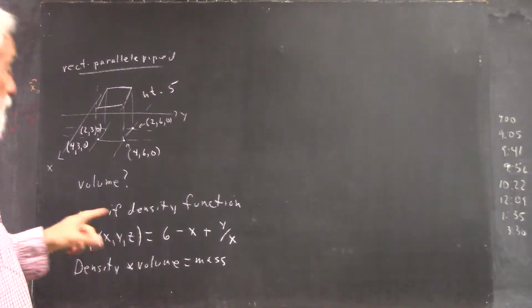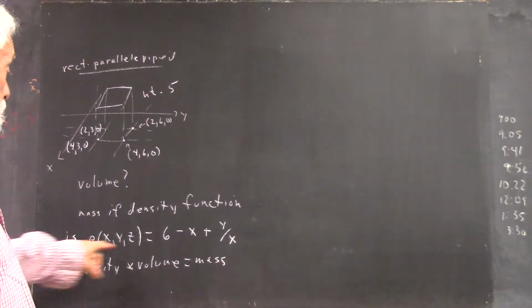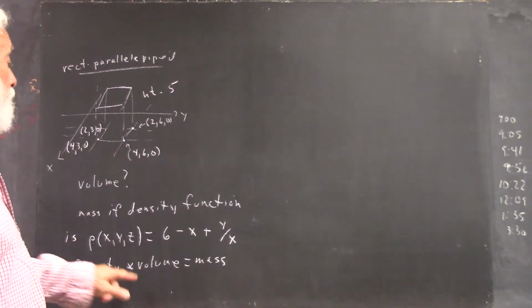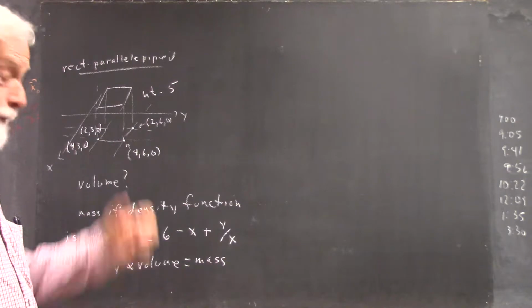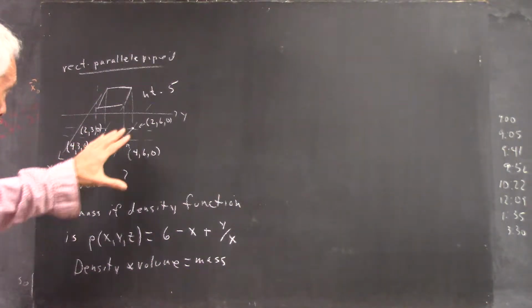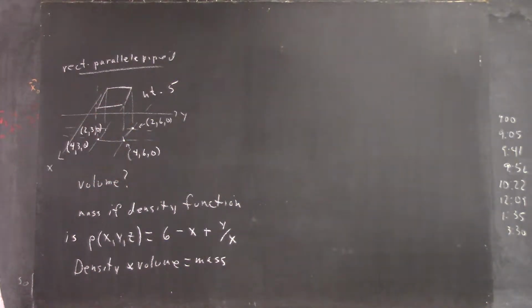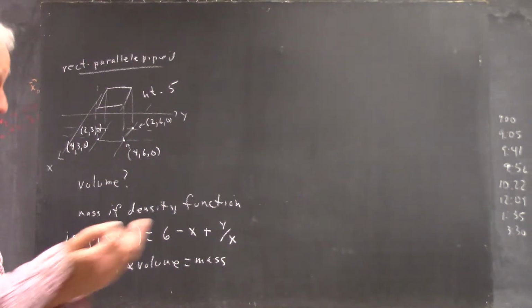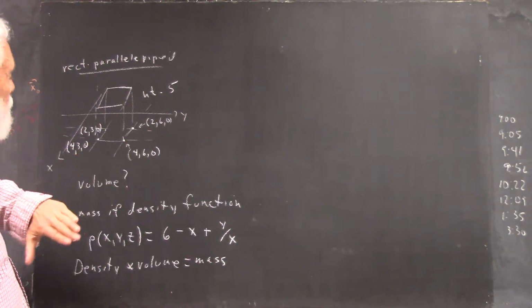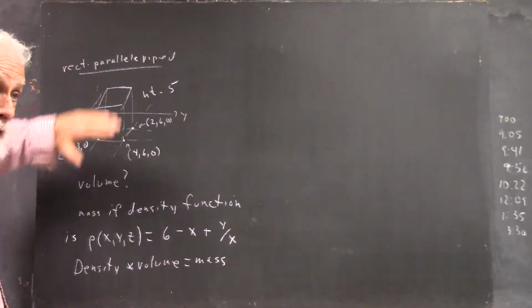And then we've got a density function. Okay, here's our density function. And density times volume is mass. Now, you can't just apply a single density to this because the density changes from point to point. Okay, but as William noted, it changes only in horizontal planes.